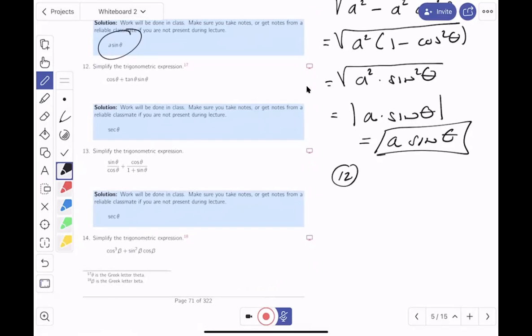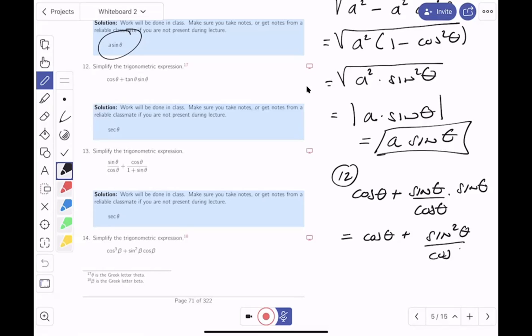And 12 is a simplification problem. My gut feeling is if I write things in terms of sines and cosines, things may work out pretty nicely. So it's cosine theta plus, now tangent theta is sine theta over cosine theta times sine theta. I'm going to keep rewriting it. This thing is cosine theta plus sine squared theta over cosine theta. Well, I want to get a common denominator, cosine theta.